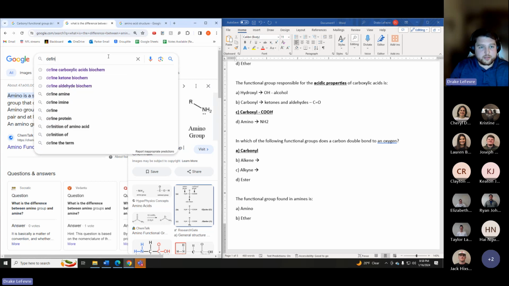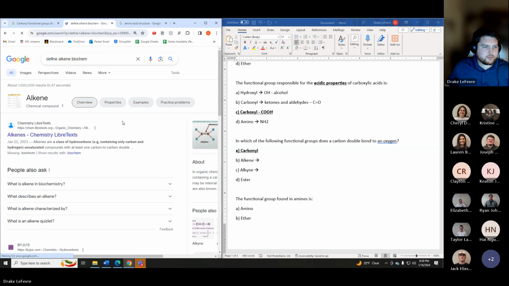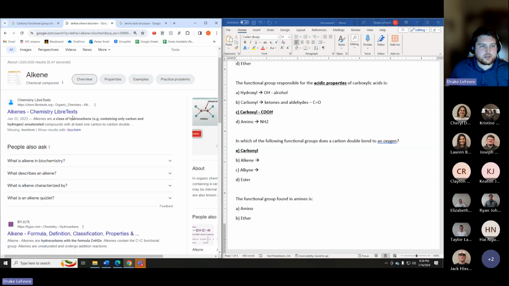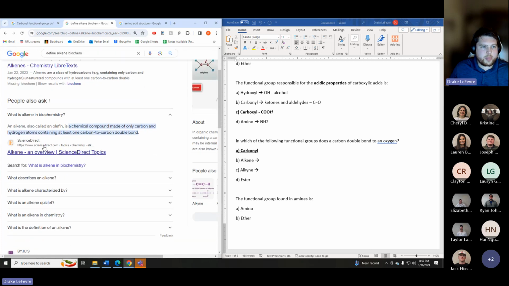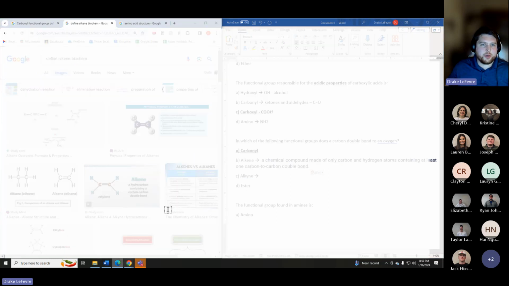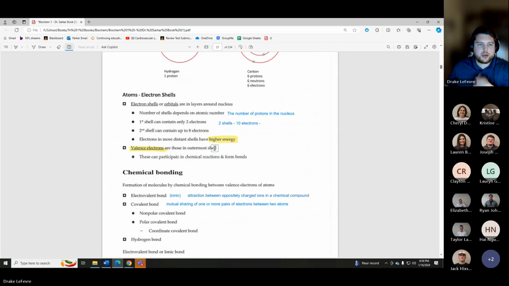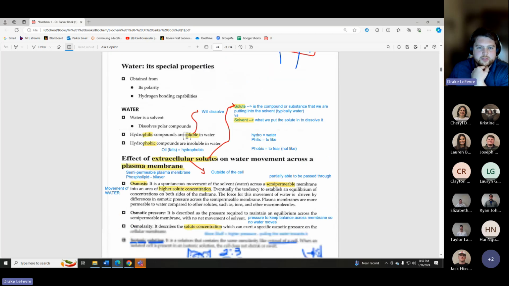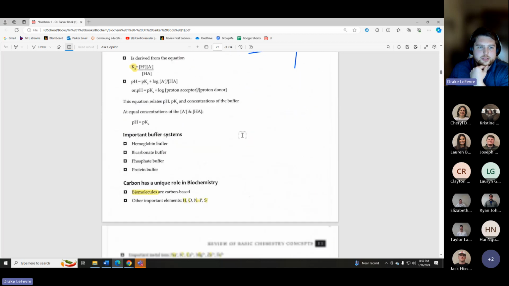So let's see. Define alkene. Alkenes are a class of hydrocarbons containing only carbon and hydrogen. So a hydrocarbon is a molecule that contains only carbon and hydrogen. They are unsaturated compounds with at least one carbon to carbon double bond. Let's keep going. A chemical compound made of only carbon and hydrogen atoms containing at least one carbon to carbon double bond. This is an alkene. If we want to look at pictures, oftentimes he'll also have a lot of these different examples in his book, that's why it's really good to use his book as a base. We should be able to find somewhere in here a picture that he uses.